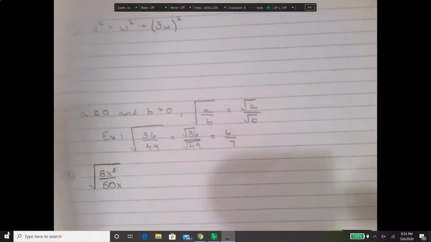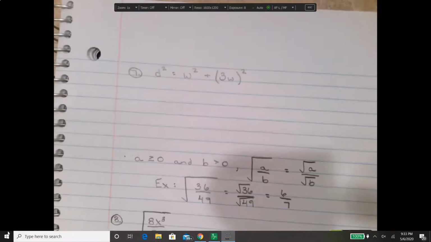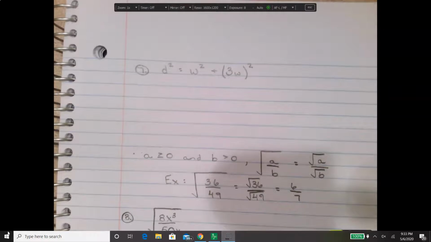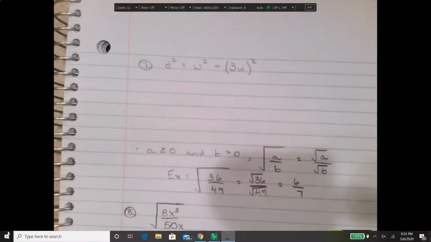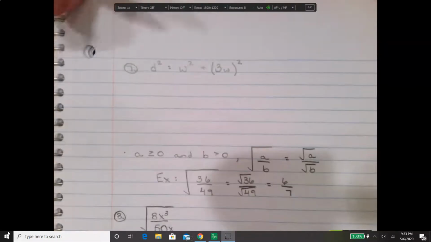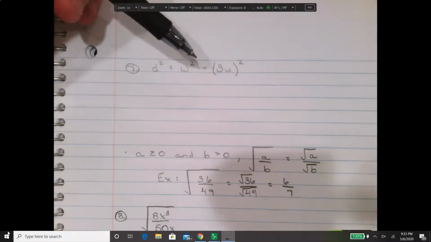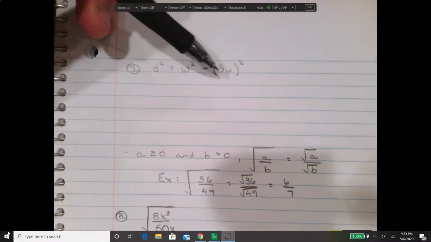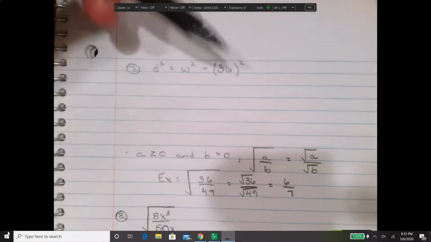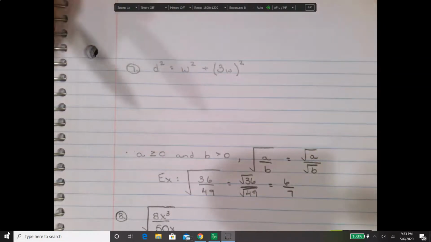There you go. All right, let's look at another example here. Number 7. We're not far from being finished, guys. I've got 10 problems total. We're on number 7, so we're getting there. Number 7. So this time I've got d squared equals w squared plus 3w, 3 times w, and then that quantity is squared. We need to simplify this first.